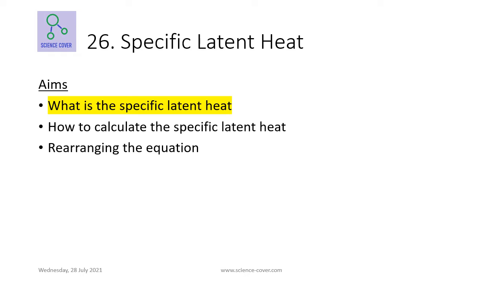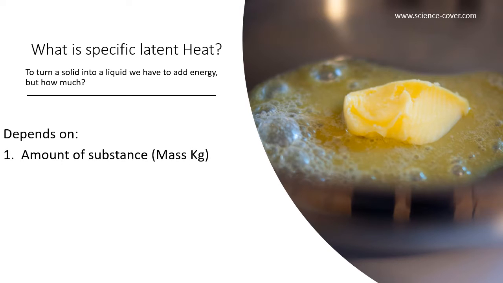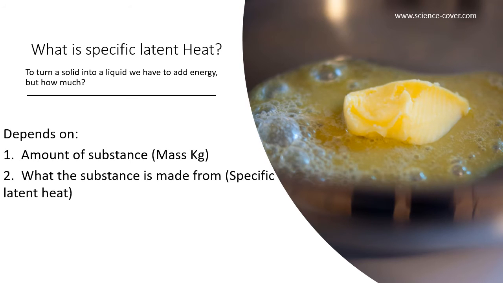Let's look at what we mean by the specific latent heat. To turn a solid into a liquid, we have to add energy, but how much? This depends on two things. Firstly, the amount of substance. If we have more mass, then we need to add more energy to turn it from a solid into a liquid. But the other thing it depends on is what the substance is made from.